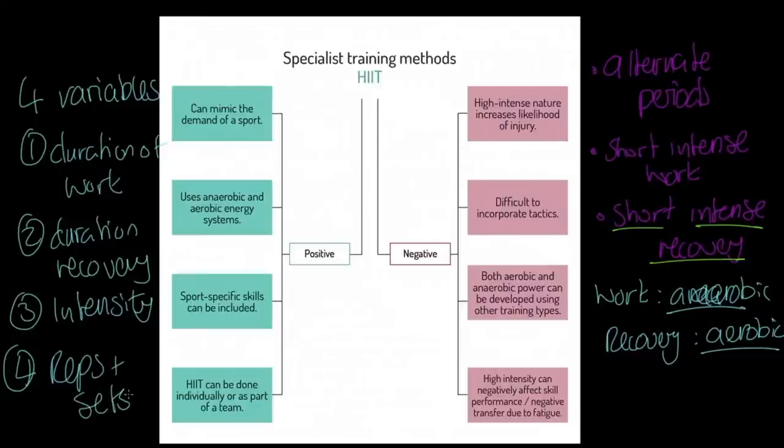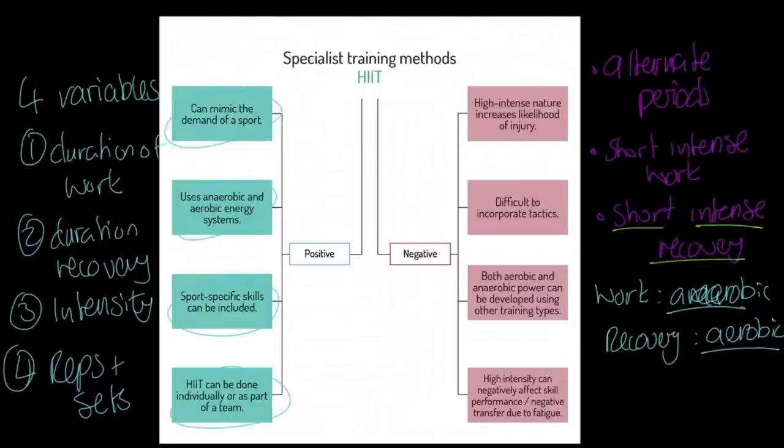Now, what is good about this system? Well, first of all, it can mimic the demands of sport. What we mean by that is it's lots of changes of intensity, which is really useful. It's both aerobic and anaerobic energy, which is really helpful. We can build skills into it as well, which means it's really applicable in an in-season training environment. And it can be done individually or as part of a team, so it's really, really practical.